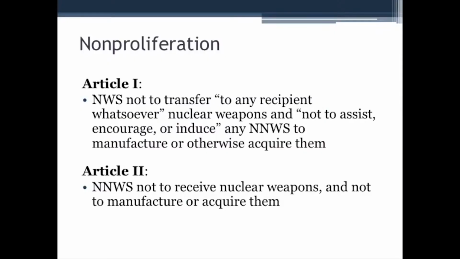Under Article 2, non-nuclear weapon states commit not to manufacture, acquire, or control nuclear weapons, or receive the transfer of nuclear weapons from anyone, and not to seek or receive assistance in the manufacture of nuclear weapons.